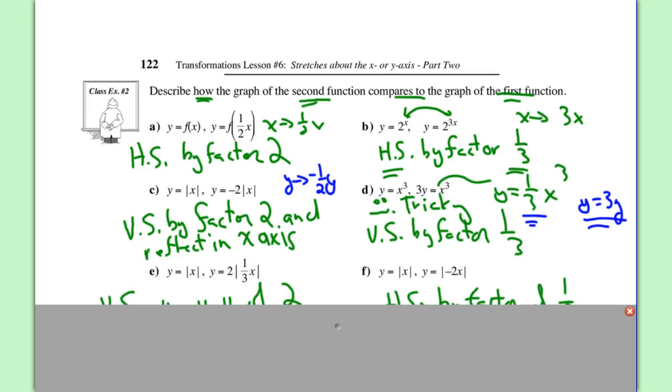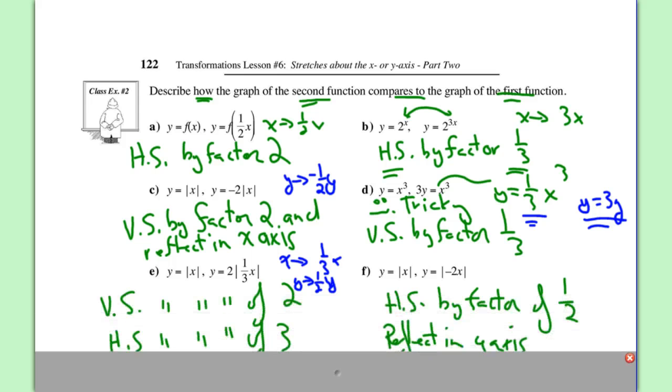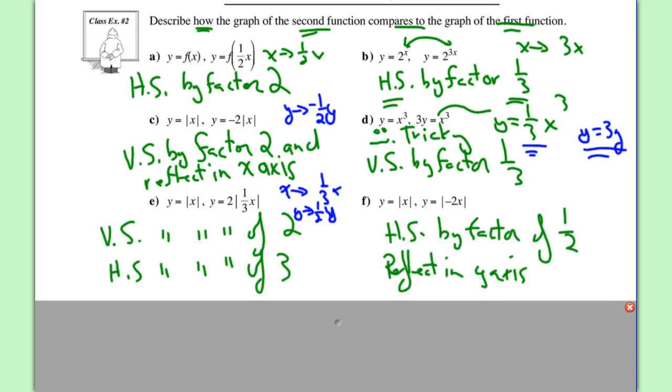When we look at E again, what was replaced? Well, there's two replacements there. X is being replaced with 1/3 x, and also y would be replaced with 1/2 y. There is a vertical stretch by 2 and a horizontal stretch by 3.